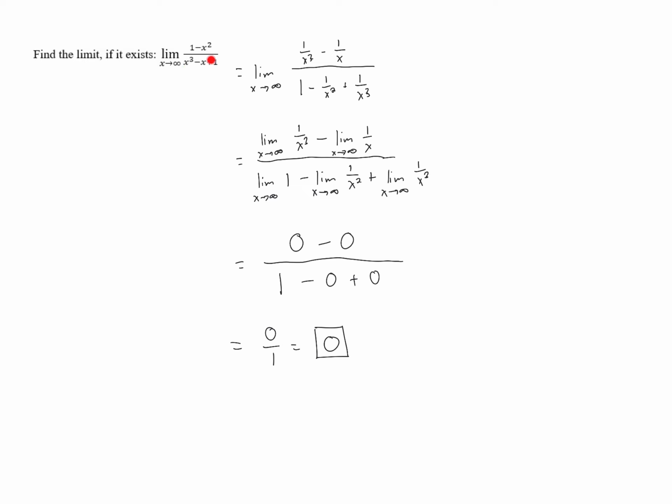That's because the denominator is growing at a much faster rate than the numerator. So this is going to give us fractional values that are getting closer and closer to 0 as x grows.